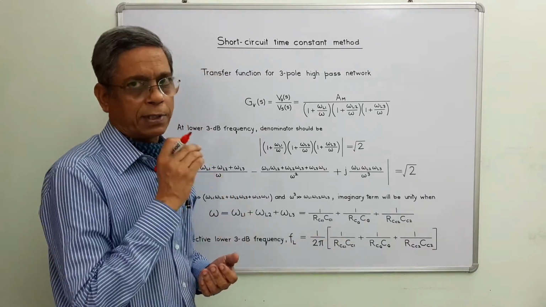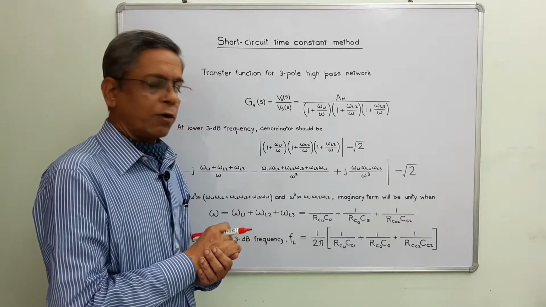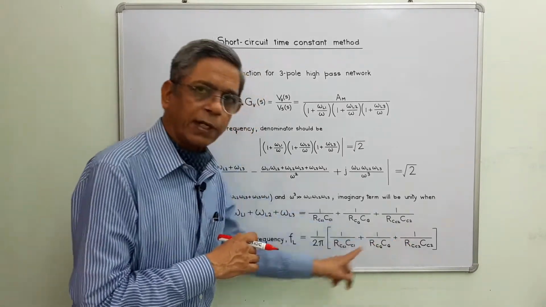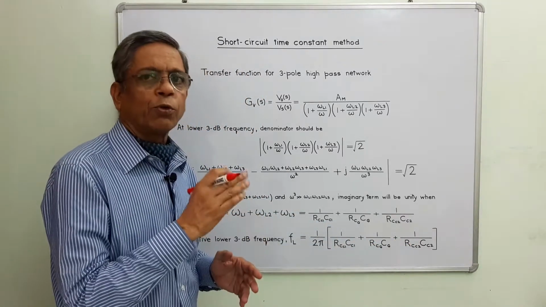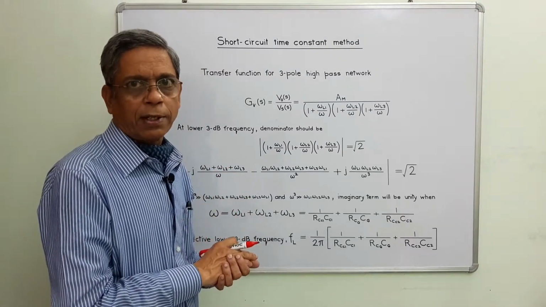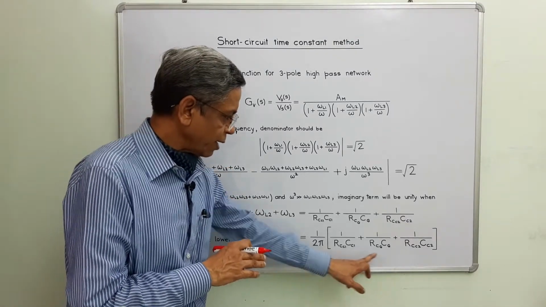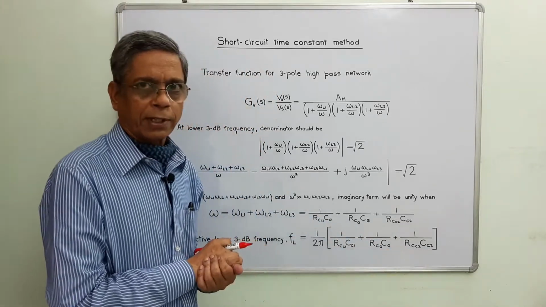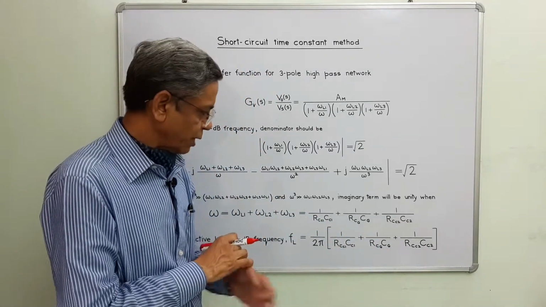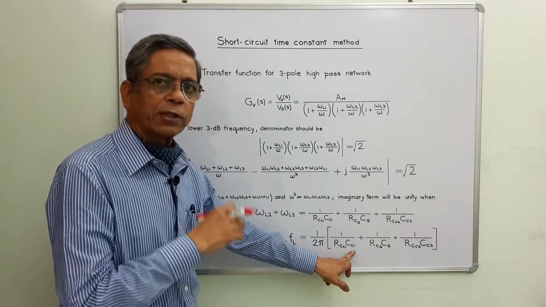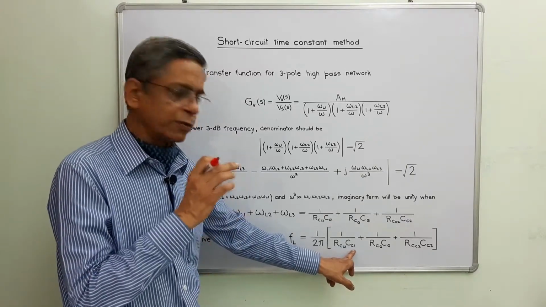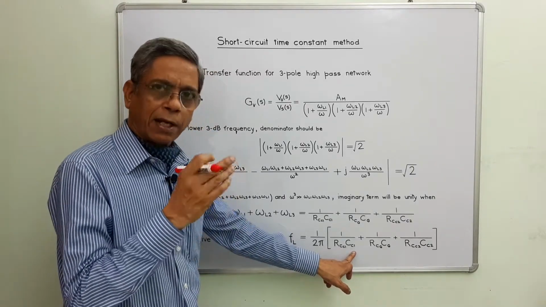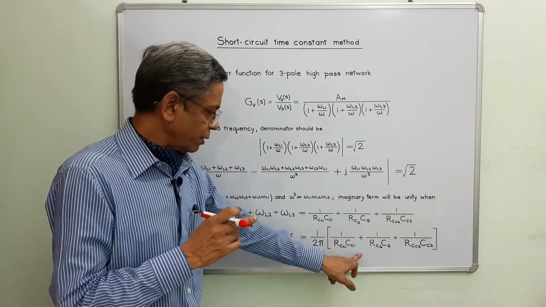In the very first step, we have to select one capacitor out of these three and consider the other two capacitors as short circuit. For example, I am selecting this and considering these two as short circuit. Now I'll find out the resistance seen by this capacitor, or the Thevenin equivalent resistance across the terminals of this capacitor. Then I will write the time constant for this capacitor.